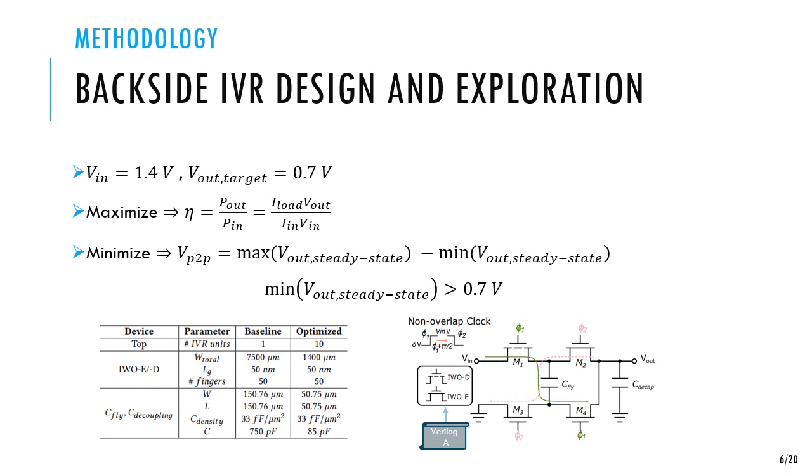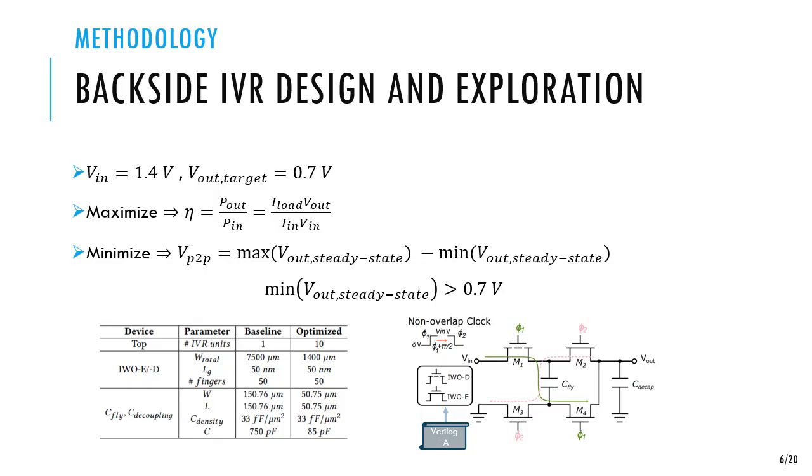And we're trying to maximize efficiency, but we're also trying to maximize power density. But we can't maximize both, and because of that, there will be trade-offs, since they're inversely proportional to each other. And we're also trying to minimize the output voltage ripple at steady state, and also make sure that the minimum voltage is at least 0.7 volts, so we can power up the standard cells appropriately.